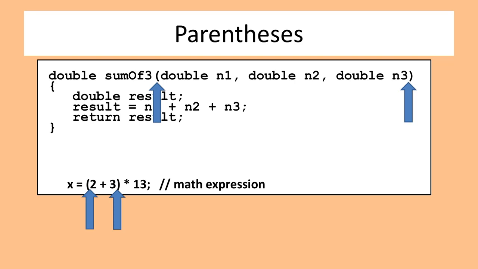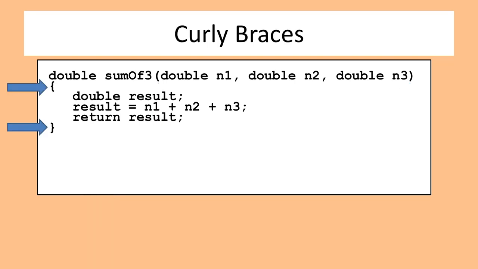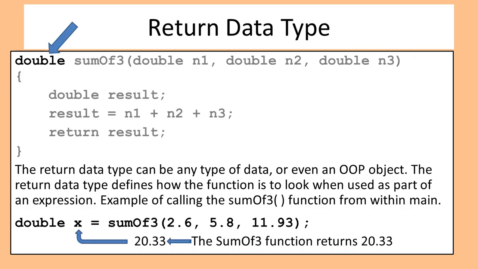Parentheses directly after a name define that a function is either being defined or being called by another part of the program. When parentheses are used that do not follow a name, they are considered to be part of a mathematical expression. Curly braces define the block of code that becomes the body of the function. The return data type can be any type of data or even an OOP object. The return data type defines how the function is to look when used as part of an expression.